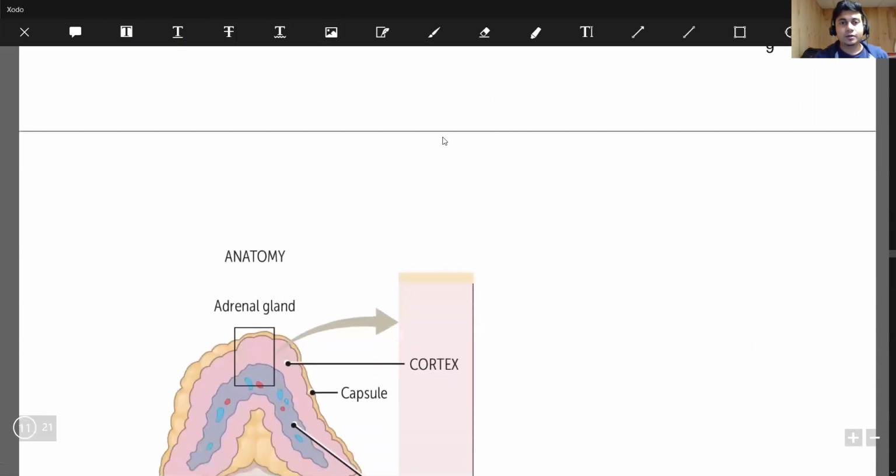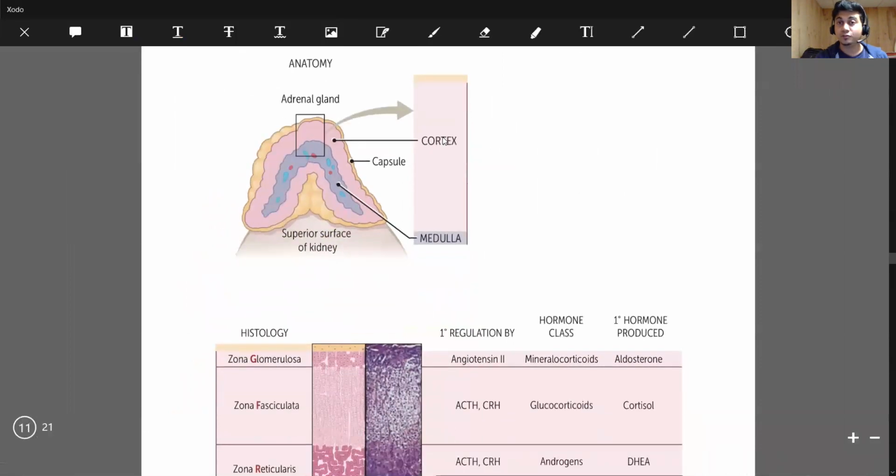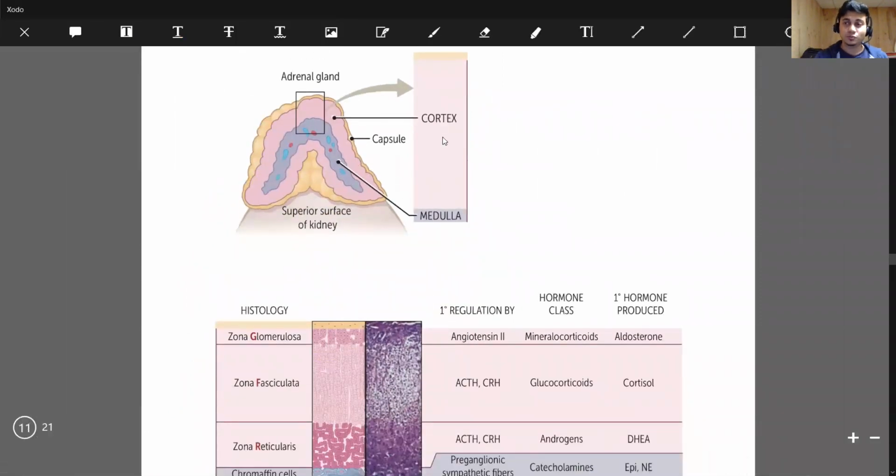All right. Now, the next thing is the anatomy of the adrenal gland. Adrenal means what? Adjacent to the renal. That means adjacent to the kidney. This gland is adjacent to the kidney, and that's why this is called the adrenal gland.